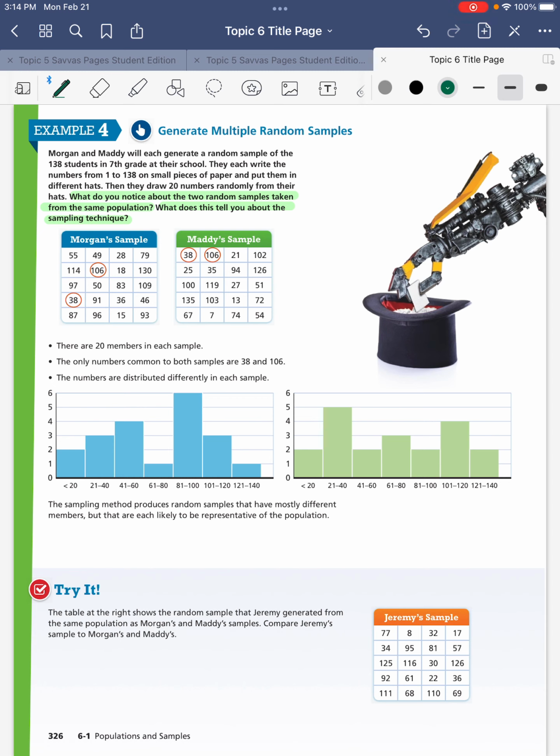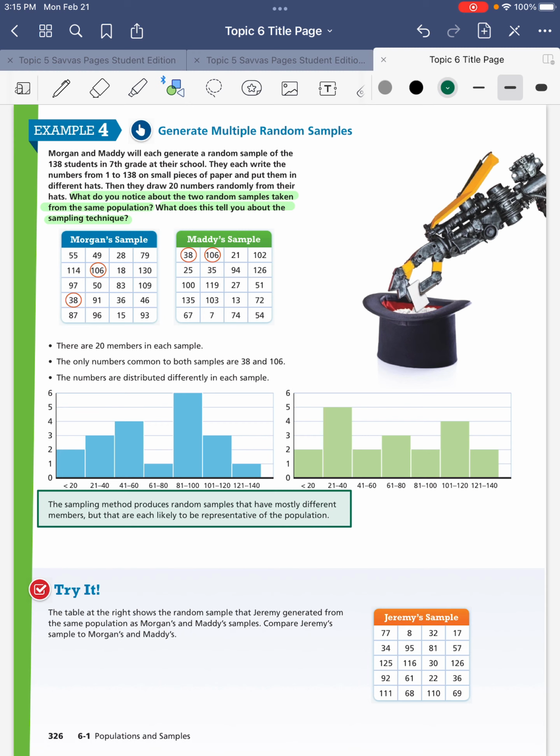The sampling method produces random samples that have mostly different members, but that are each likely to be a representative sample of the population. Well, how do I know that they're each likely to be a representative sample? What do they need to be? What do samples need to be in order to be representative? They need to be random, and both of those were random samples.